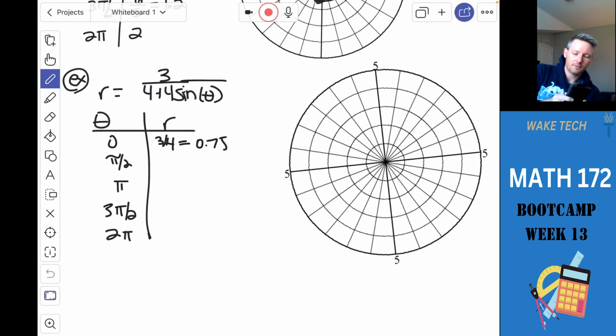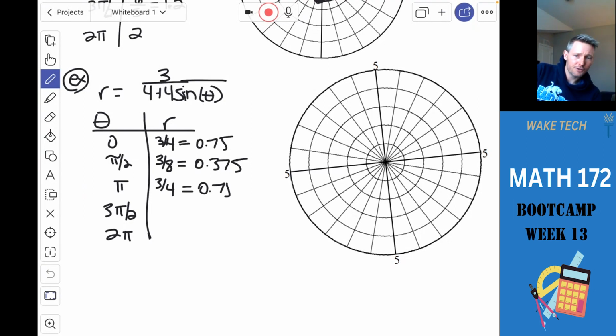Repeating that calculation, instead of at 0 now at pi over 2, we get 3 over 8, which is 0.375. Repeating it again for pi, we get 3/4, which is 0.75 again.